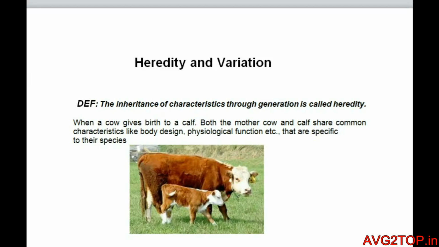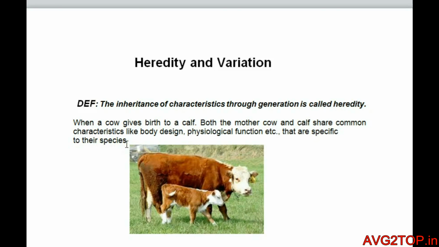Let's start with the definition. The definition goes like this: the inheritance of characteristics through generations is called heredity. For example, when a cow gives birth to a calf, both the mother cow and the calf share common characteristics like body design, physiological functions, etc. that are specific to their species.